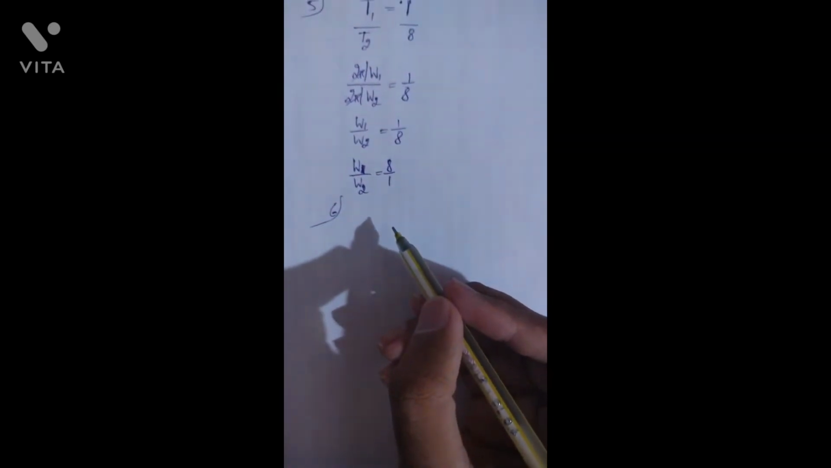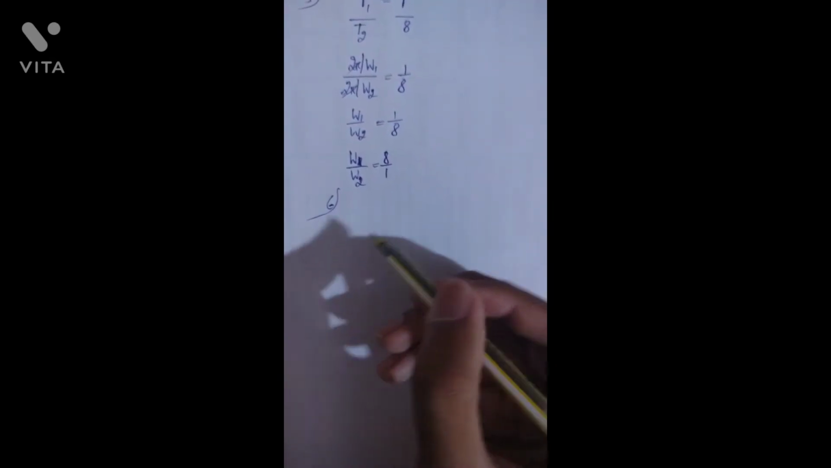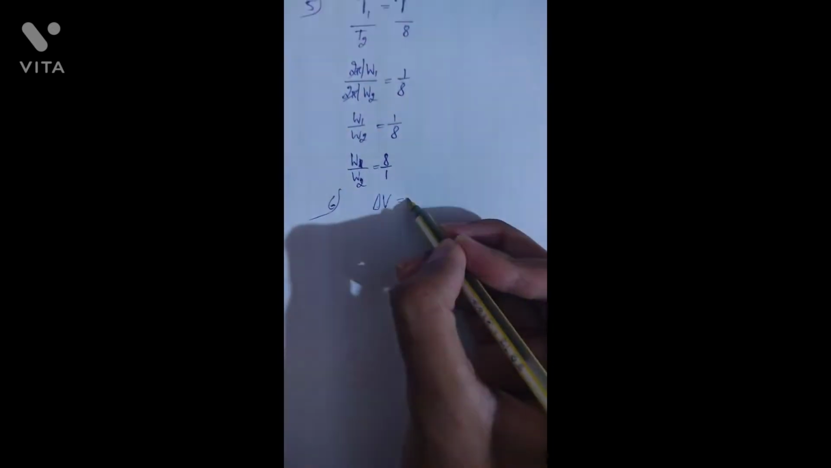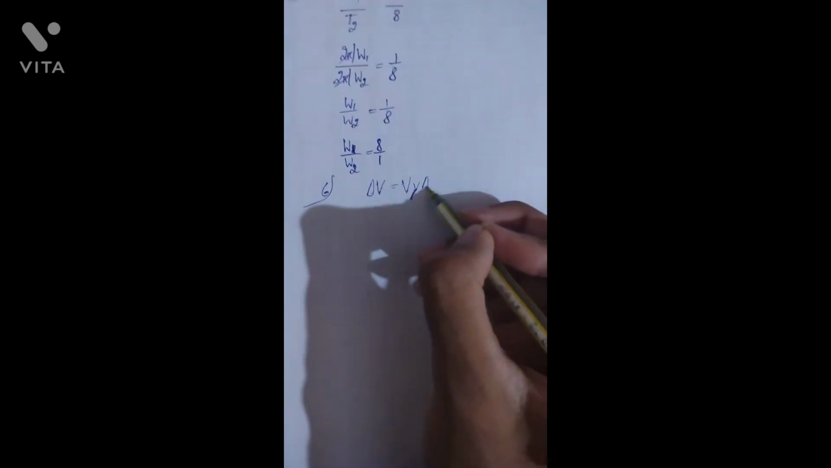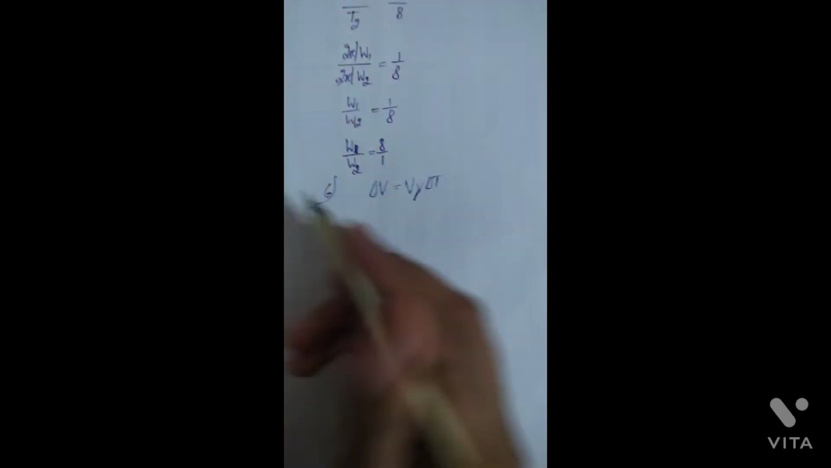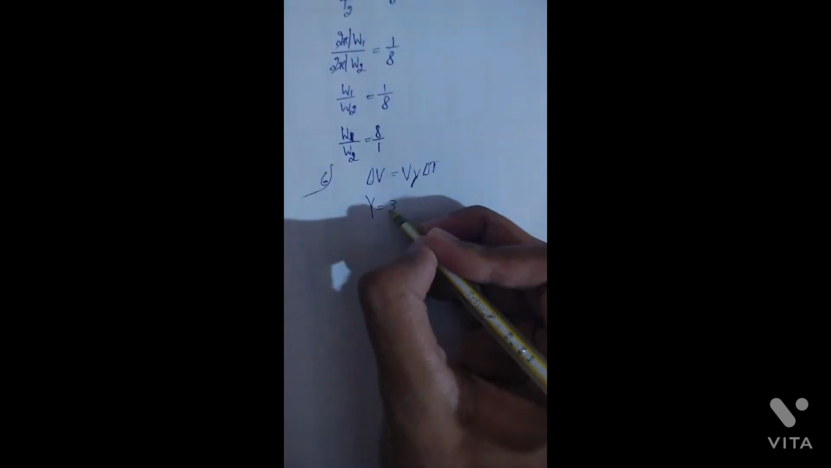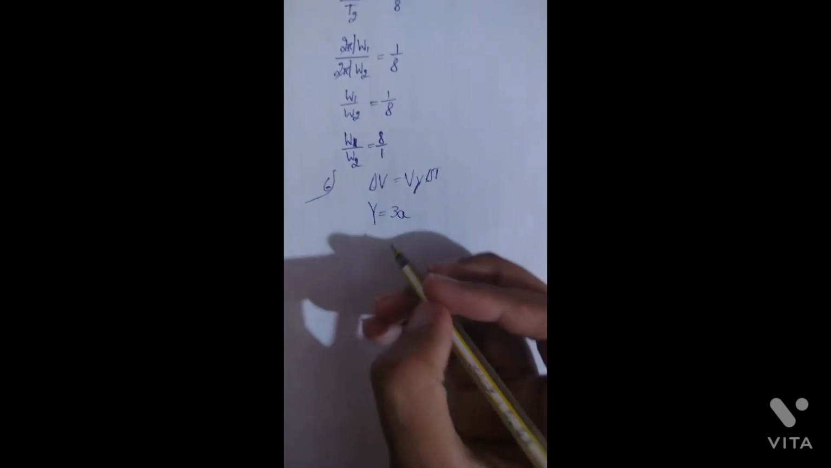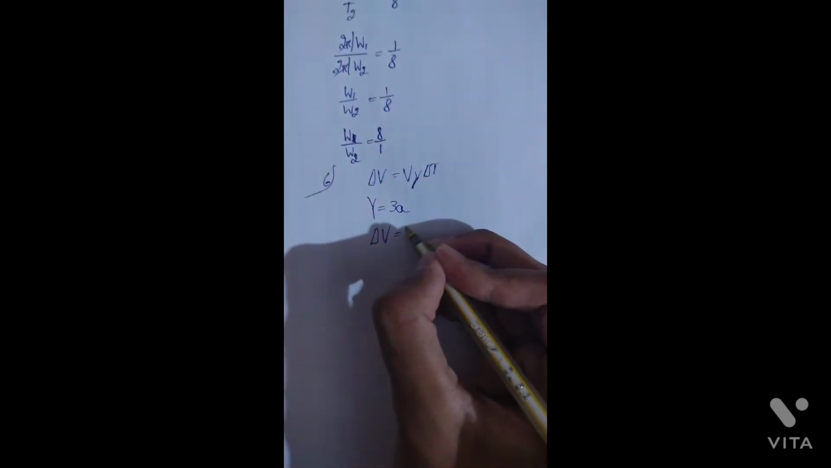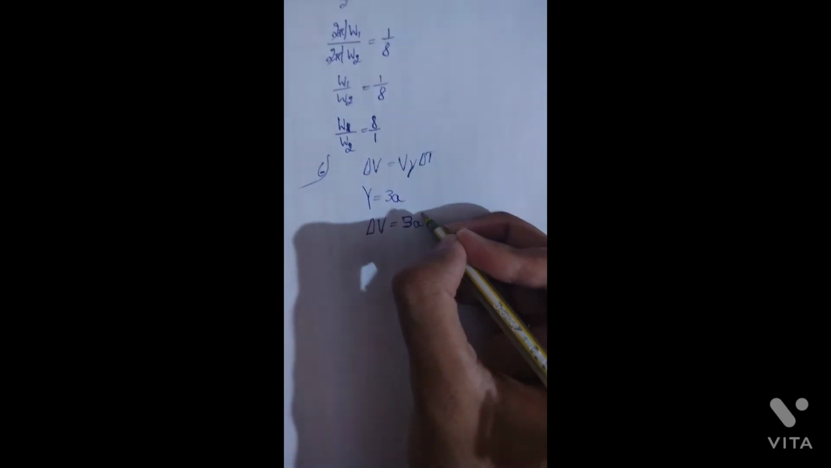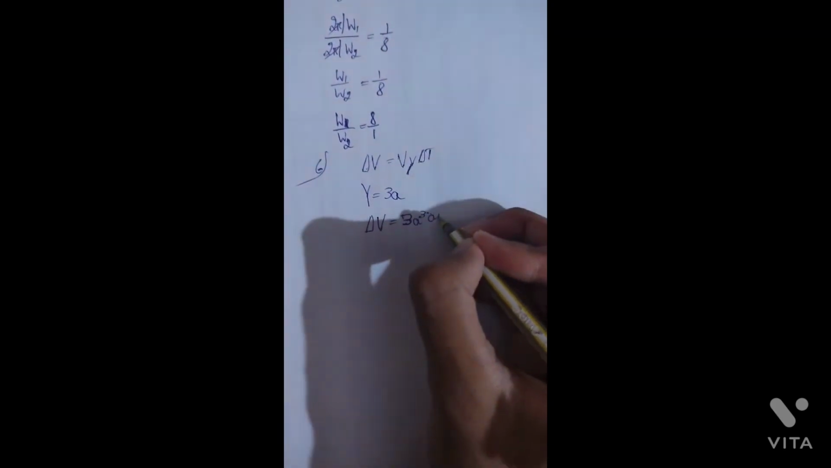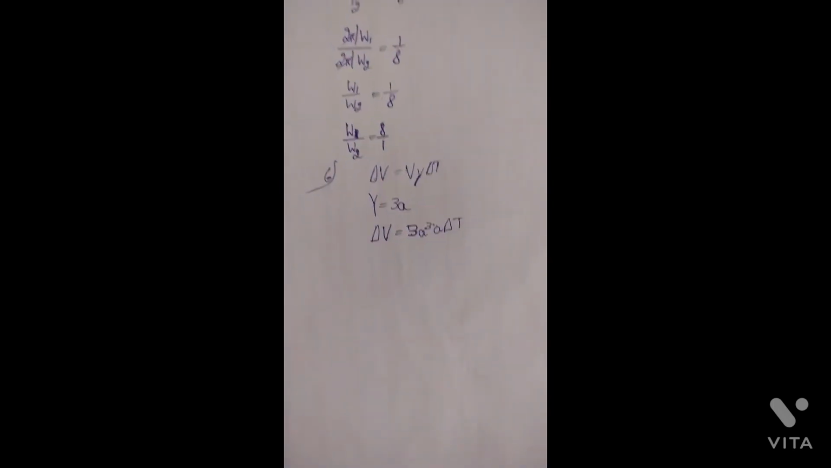Now the formula for the change in volume is given as delta V is equal to V gamma delta T. The relation between the coefficient of volume expansion and the coefficient of linear expansion is gamma is equal to 3 alpha. So gamma is equal to 3 alpha, and therefore the formula will be delta V is equal to 3 a cube alpha delta T. This is the formula we are getting.